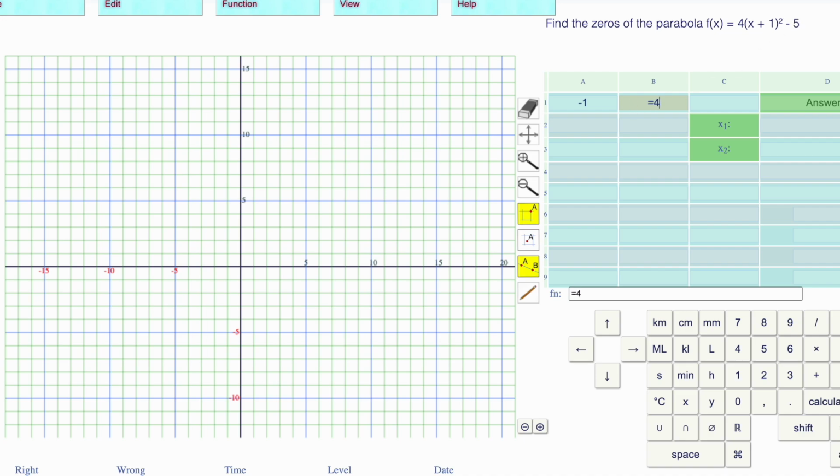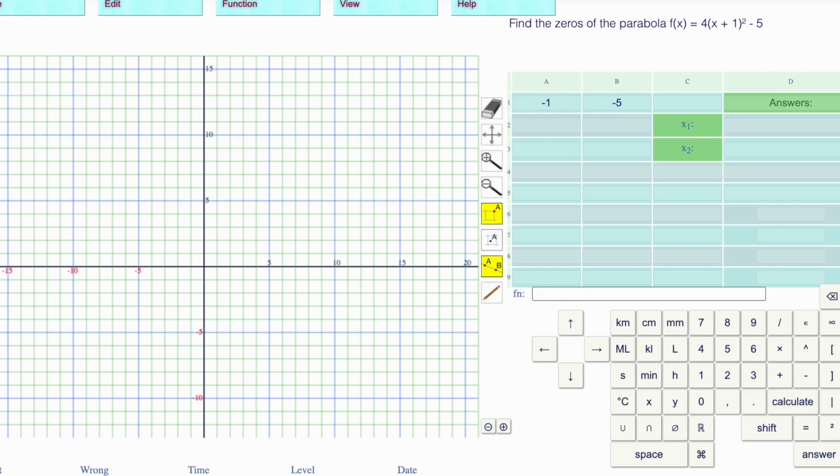It is equal to 4 times, open bracket, x plus 1, which gives us 0, and then 0 squared is still 0, and then if we subtract 5, we get -5. So -1, -5 is our h and k right here. The a is positive, so it's opening upwards.